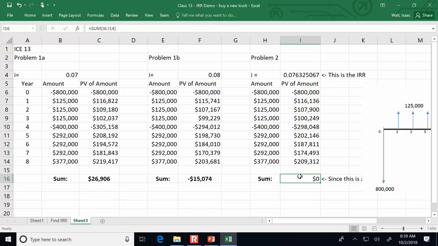What I did was I initially played around with it manually to begin with, but then I got bored and used the GoalSeek, and my goal was to let the sum equal zero by changing the interest rate. And so 7.632% is the internal rate of return.